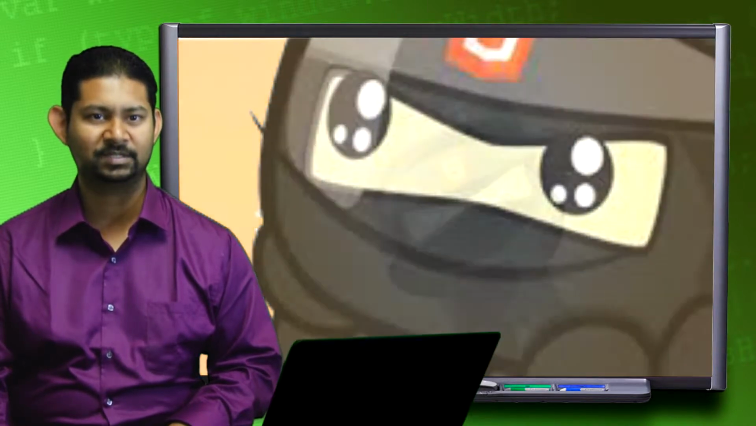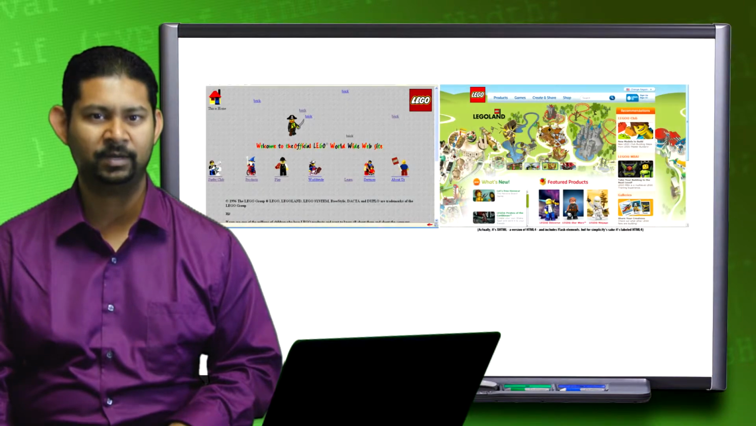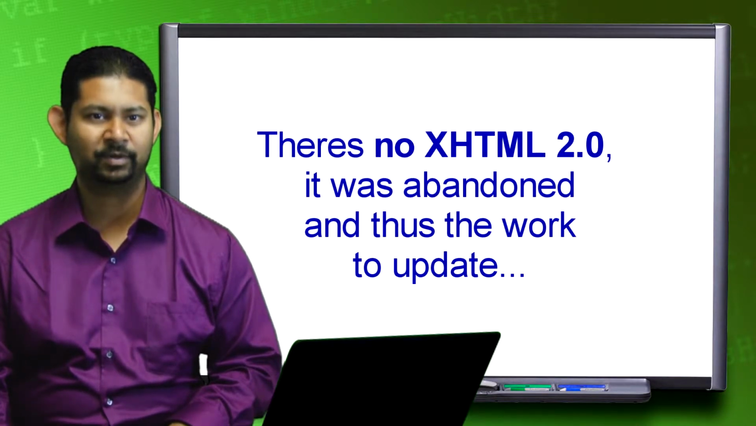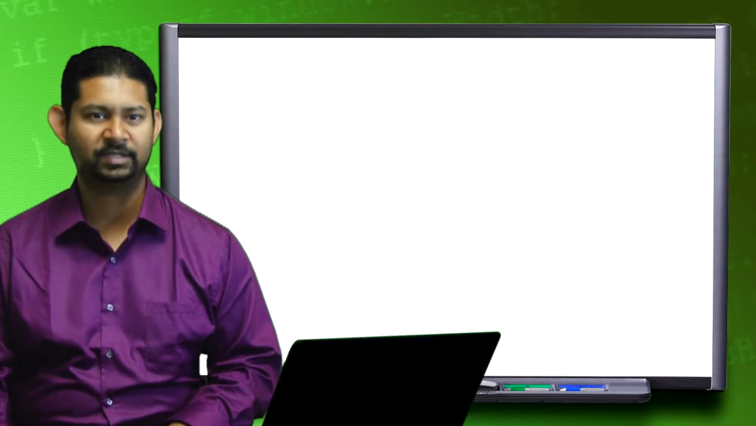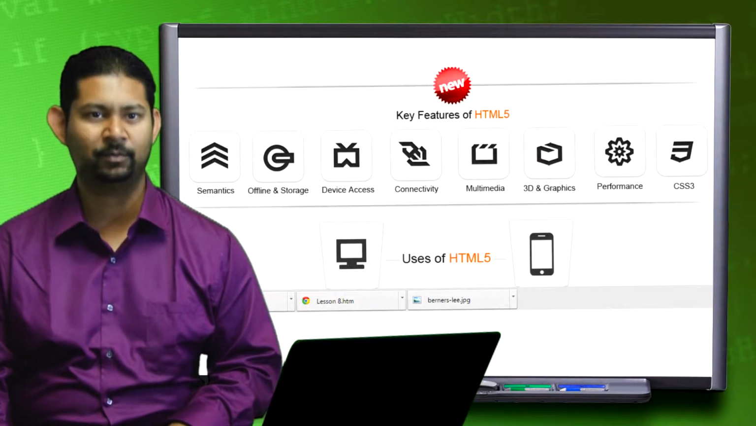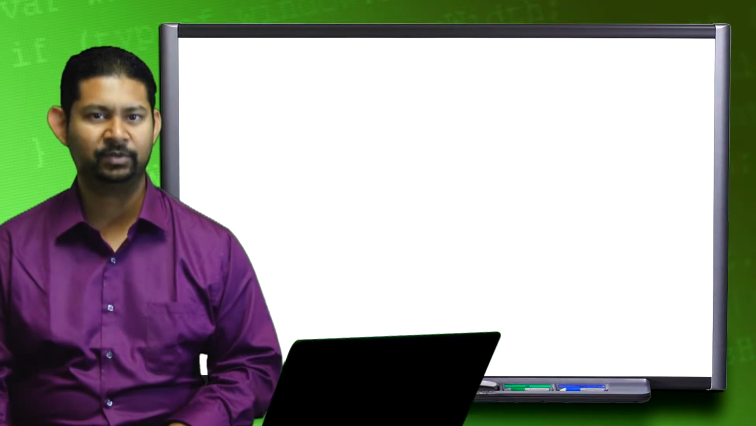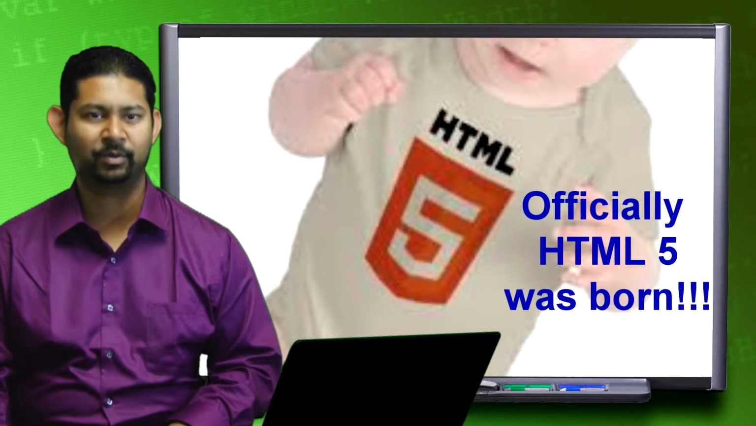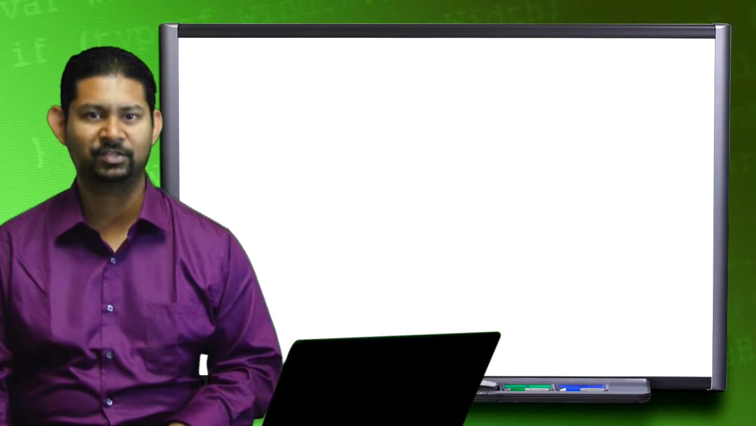Fast forward in time, add some drama, conflict, and maybe a few ninjas. We have websites that are written in XHTML1 or HTML4, both of which are over 10 years old. A lot has changed in the web in that time. There's no XHTML 2.0, it was abandoned, and thus the work to update HTML was underway by two different groups. With an initial release in October 2014, officially HTML5 was born. So with that little bit of history out of the way, let's take a look at some of the extra markup we can use.